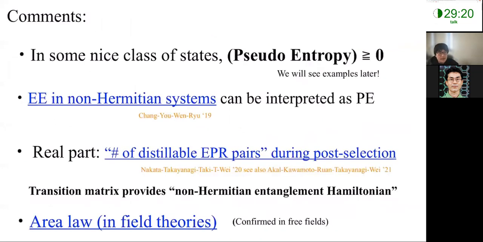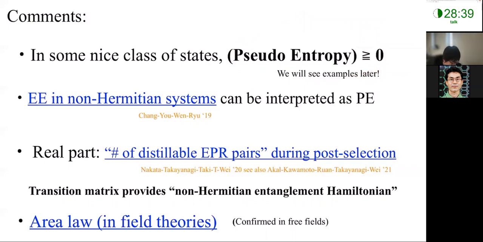And I have several comments on the basic properties of pseudo entropy. As I have already explained, now we are thinking about the transition matrix and its von Neumann entropy. Since the transition matrix is no longer a physical state, pseudo entropy can take complex values in general, since the eigenvalues of a general matrix can be complex. Nevertheless, as we will see soon, in some nice classes of states, pseudo entropy actually gives us real values. And in particular, in many examples, we have real positive values.